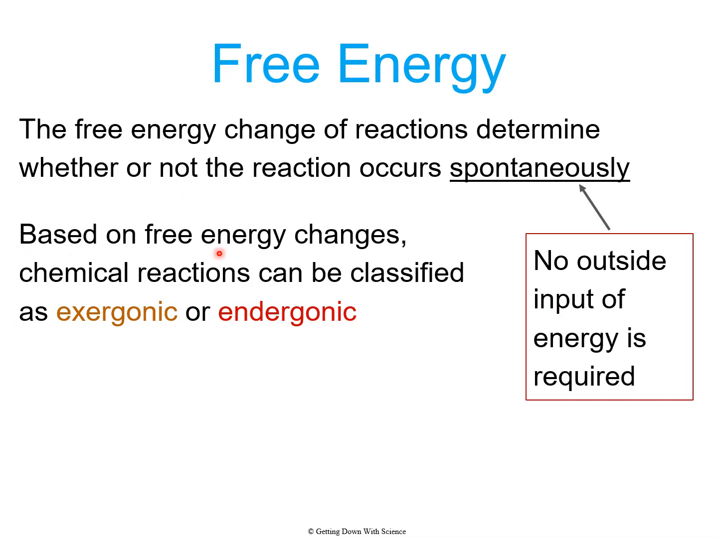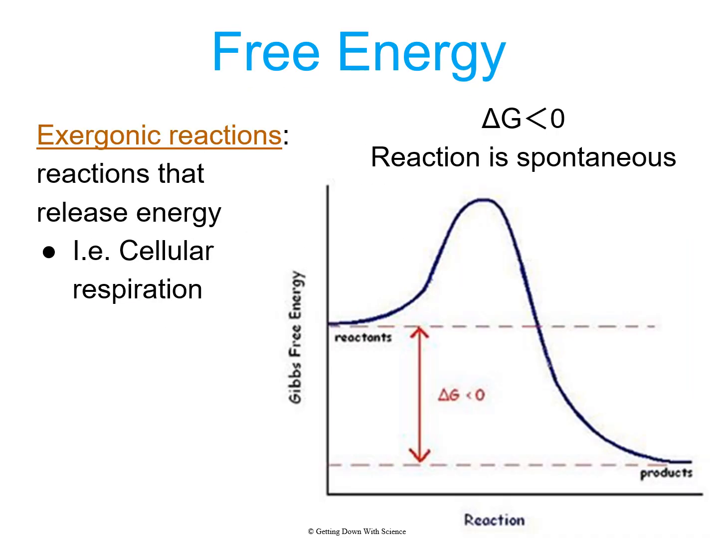Now, based on the free energy changes, chemical reactions can be classified as exergonic reactions or endergonic reactions. I know that most of you have probably done this in chemistry, or you're about to. Exergonic reactions are reactions that release energy. When you think of exergonic, think of the prefix ex: energy will be leaving, or energy will be released.